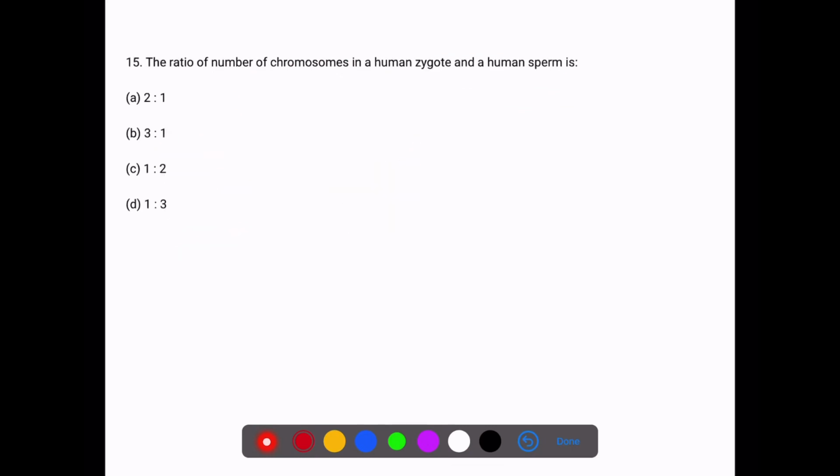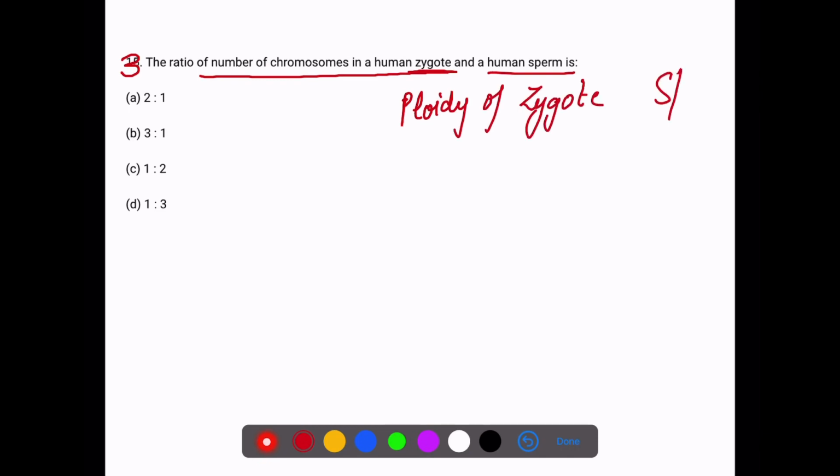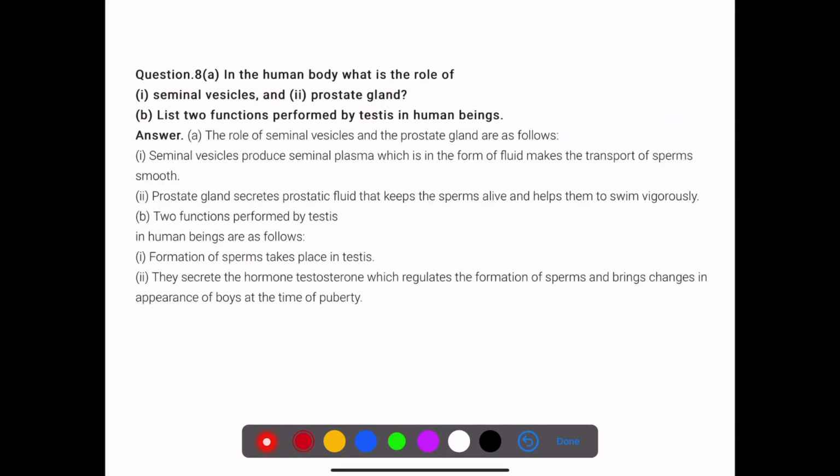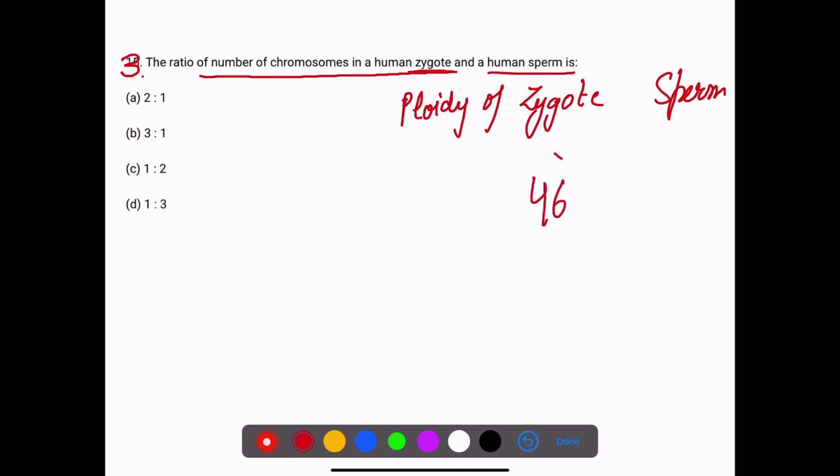The third one is: the ratio of the number of chromosomes in a human zygote and a human sperm is. What is the ploidy of the zygote, meaning the chromosome number, and of the sperm? That is your answer. You can answer on the basis that human beings have 46 chromosomes, so what should be the ratio between zygote and sperm, right?